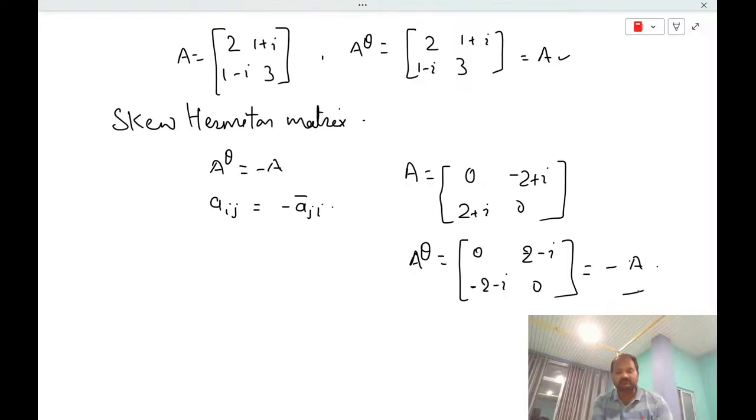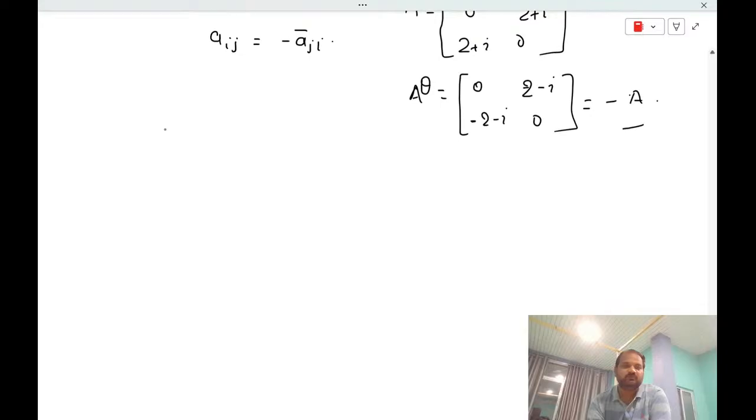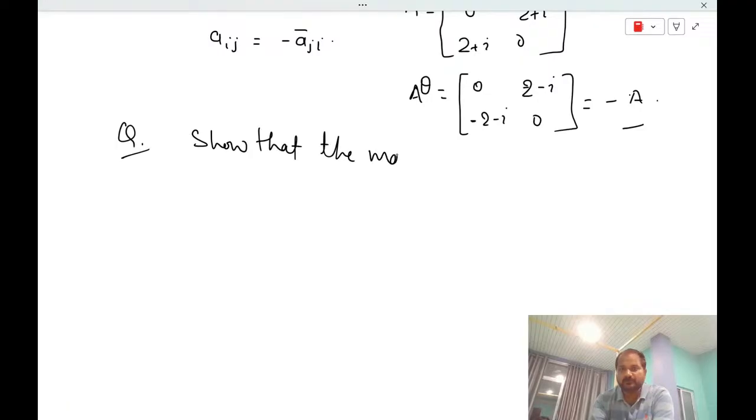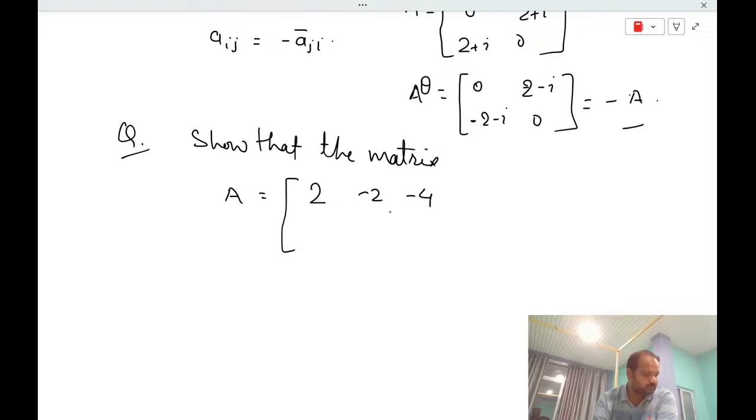Based on this, we will see one question. The matrix A is given as 2 minus 2 minus 4, minus 1 3 4, and 1 minus 2 minus 3. This matrix is given, and we have to show it is an idempotent matrix.